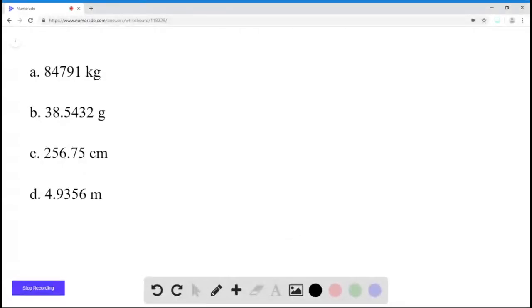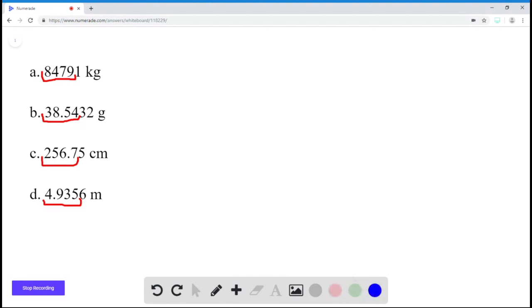So this question wants you to round each of these numbers to 4 significant figures. So the first thing you want to do is identify where you would have your 4 significant figures. And then after that, you have to figure out how you're going to use all the numbers after that to round either up or not at all.